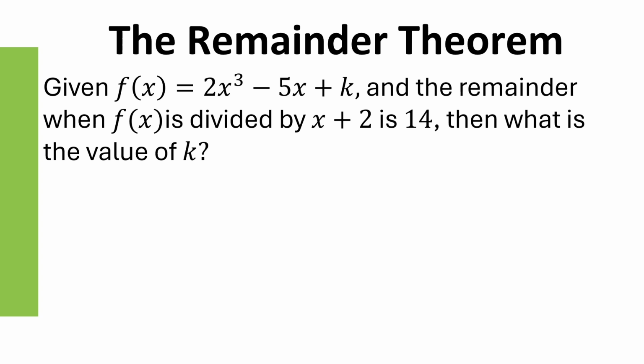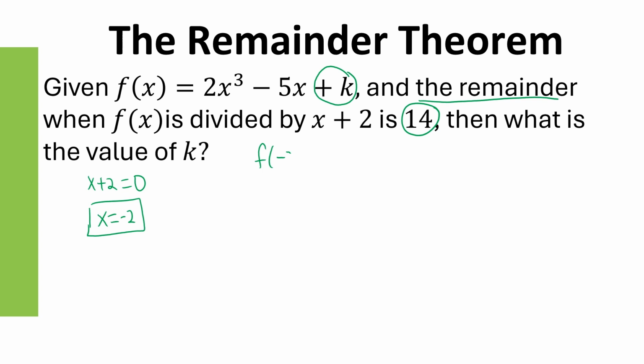Here is another example of how we can use the remainder theorem to find the value of k for this function when it is divided by x plus 2 and gives the remainder 14. The first thing we need to do is set our divisor x plus 2 equal to 0, so x equals negative 2. The remainder theorem tells us that if we plug in negative 2 into our function, it's going to give us our remainder, which is 14.